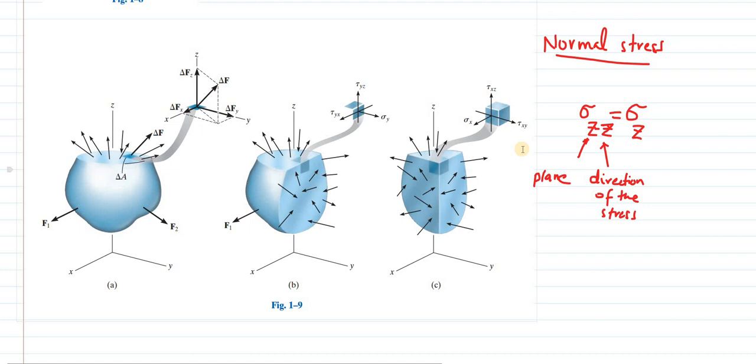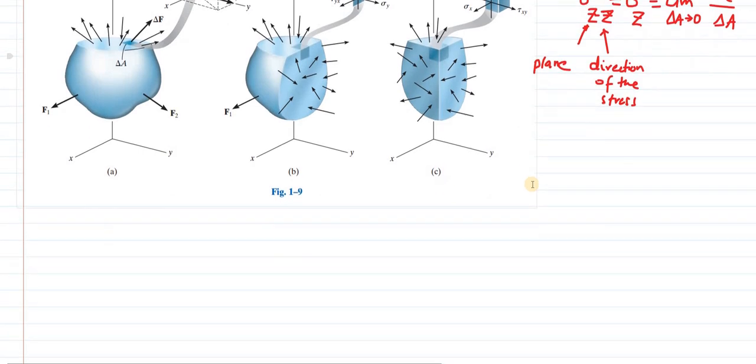So we will define this sigma z as the limiting value of delta Fz divided by delta A when delta A approaches 0. Delta Fz divided by delta A gives you sigma z when you consider the limiting values. So this is how we define normal stress.